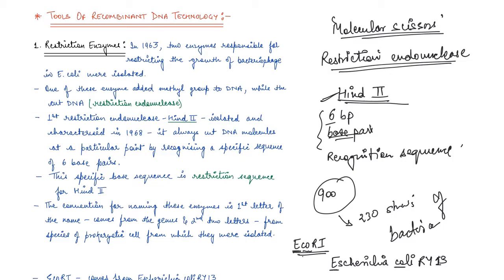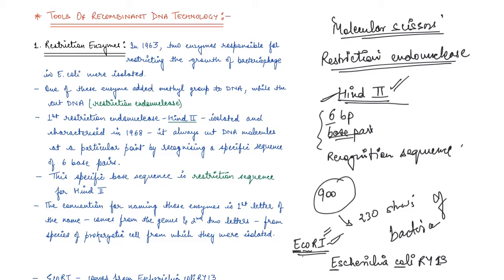And then we have Roman numbers. Like here we have I, and in the case of HindII, it is II. This Roman number indicates the order in which the enzymes were isolated from that particular strain of bacteria. So EcoRI is the first restriction enzyme which was isolated from the strain E. coli RY13, and that is why we have the Roman numeral I associated with it.